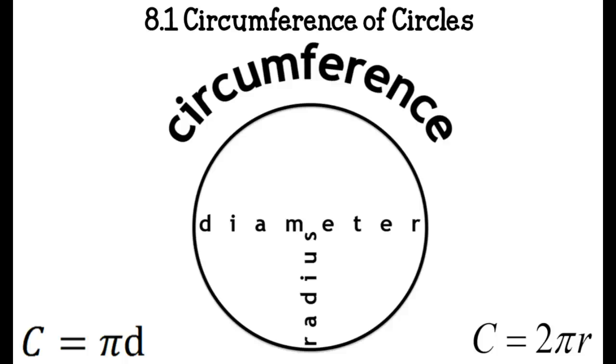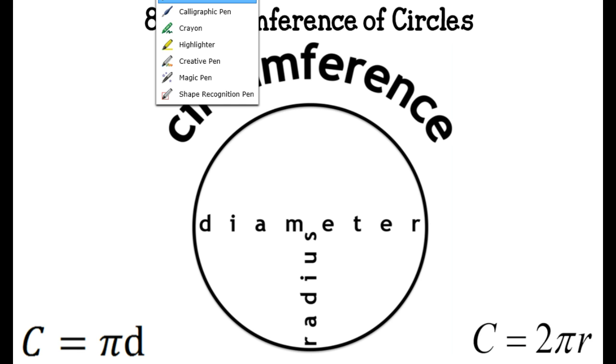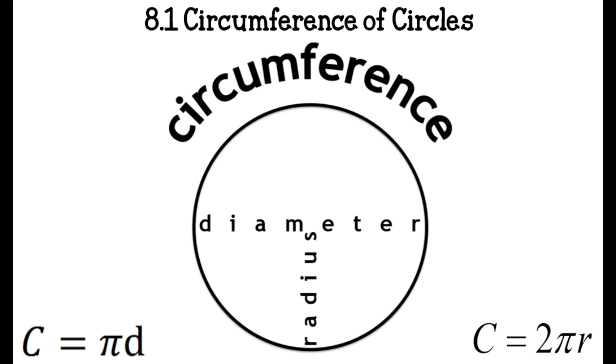8.1, we're going to be talking about circumference of circles. This picture that I made is showing you that the circumference is around the circle. So I'm going to highlight that for you so you can kind of see what I mean. We're talking about around the circle.